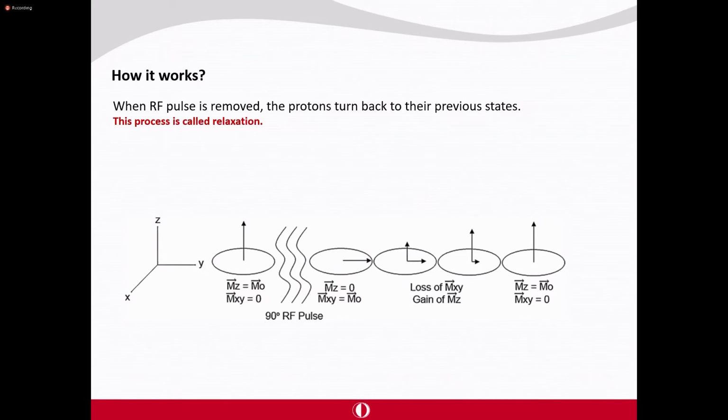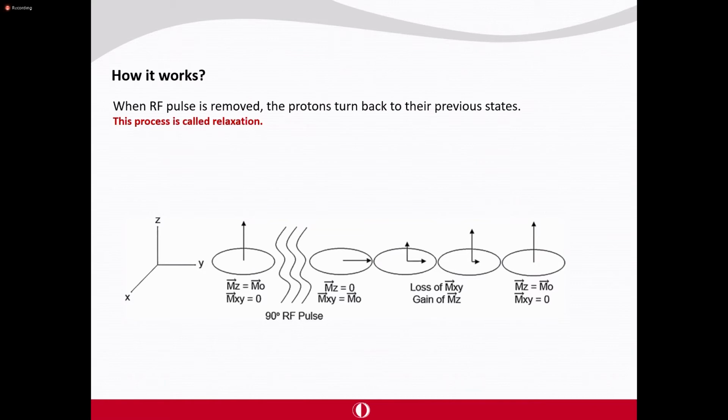So let's try to visualize this in mind. We have the net magnetization. We apply an RF pulse, and we flip the magnetization to the XY plane. But this RF pulse will not stay there all the time. So you are going to remove the RF pulse after some time, let's say 2 microseconds. You apply the RF pulse and you flip the magnetization. Once you remove that, this magnetization will come back to its original form, a process known as relaxation.